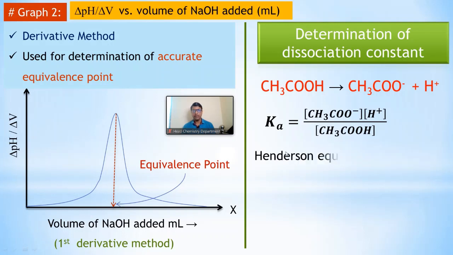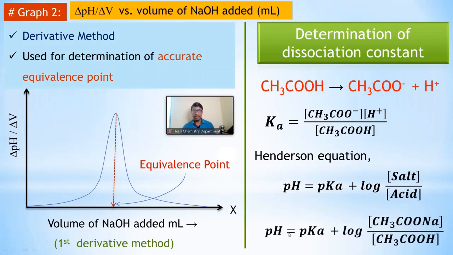If you write the Henderson equation, this is the basic well-known equation: pH is equal to pKa plus log of concentration of salt upon concentration of acid. In the acetic acid case, this equation becomes pH is equal to pKa plus log of concentration of sodium acetate, which is the salt, over the concentration of acetic acid, which is the monobasic weak acid. So this is the Henderson equation.